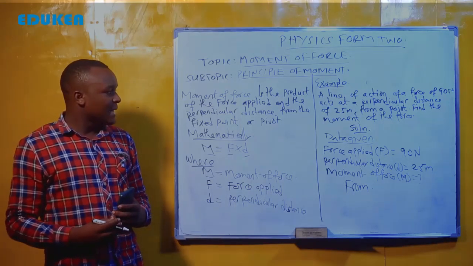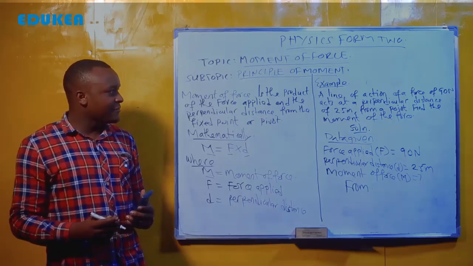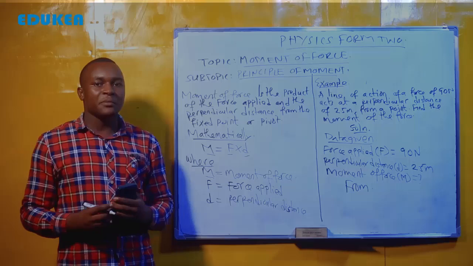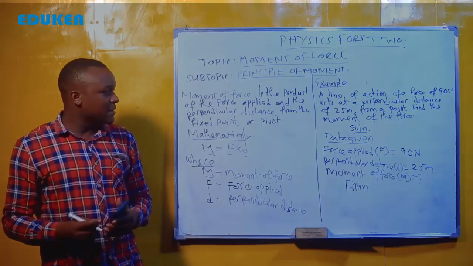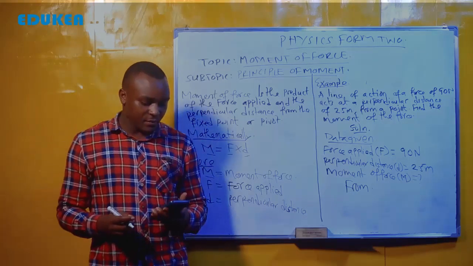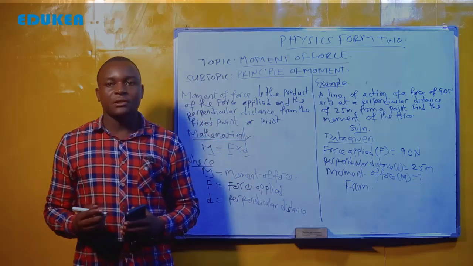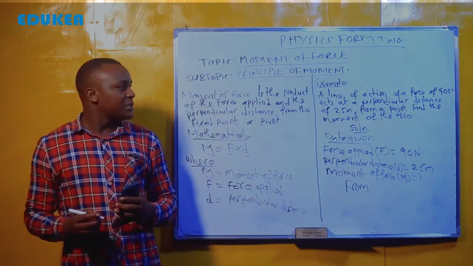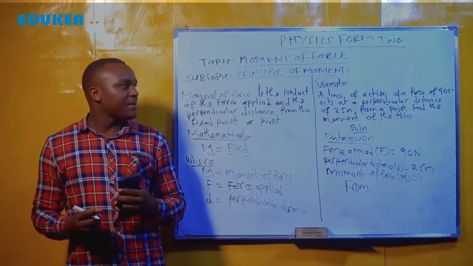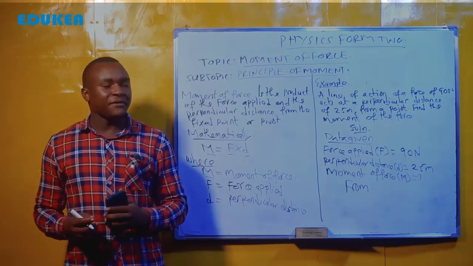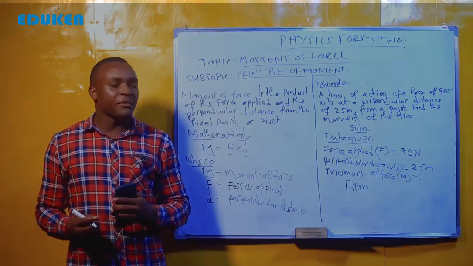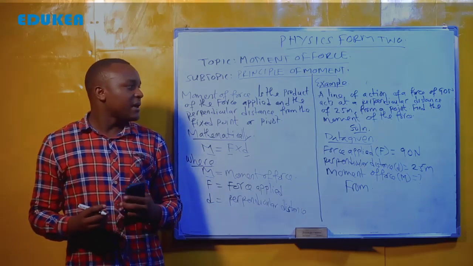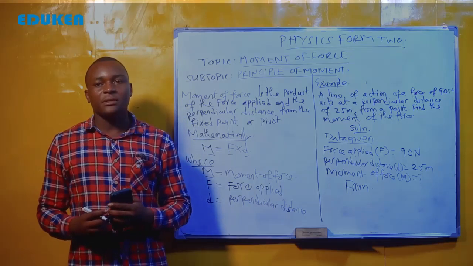So, now let us do some examples on how you can calculate the moment of force. The first example states that a line of action of a force of 90 Newton acts at a perpendicular distance of 2.5 meter from a point. Then the question you are being asked is to find the moment of force.